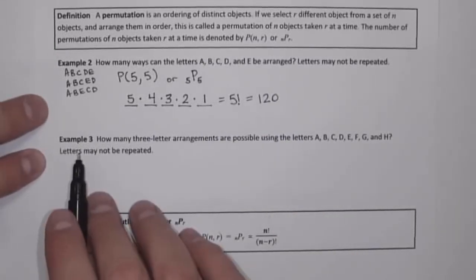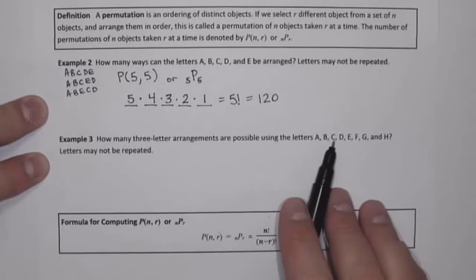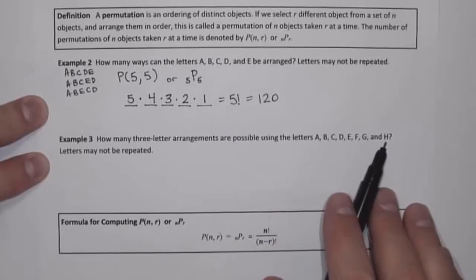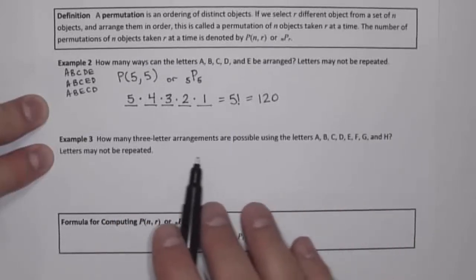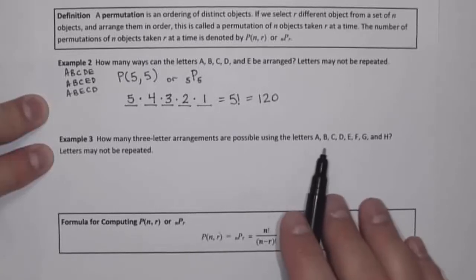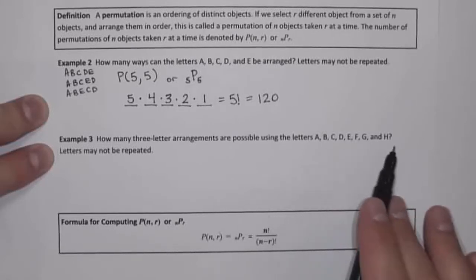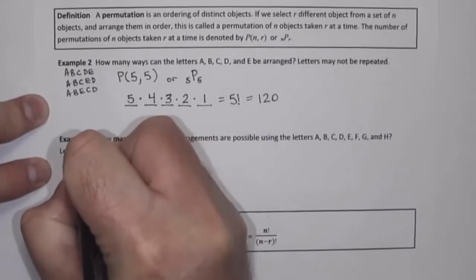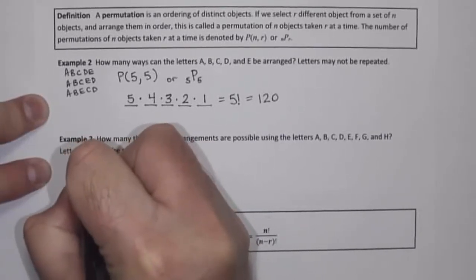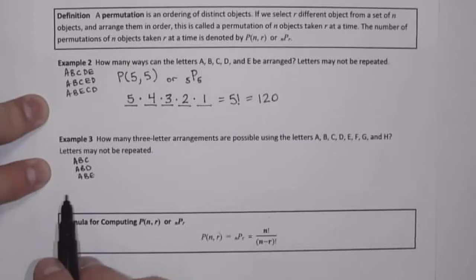Take a look at example 3. How many 3-letter arrangements are possible using the letters A, B, C, D, E, F, G, and H, and letters cannot be repeated? So this time we're going to have only 3 letters in an arrangement, but we can pick from A, B, C, D, E, F, G, or H, so we have 8 different letters that we can pick from. Again, we might have A, B, C, we might have A, B, D, we might have A, B, E, and so on. We could have lots of different arrangements, and our question is how many?